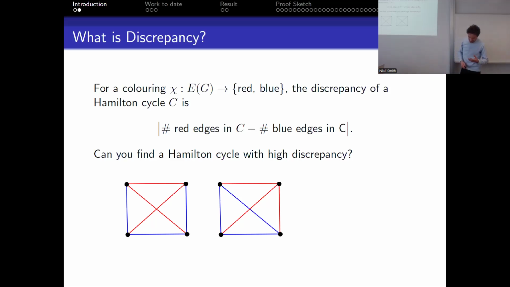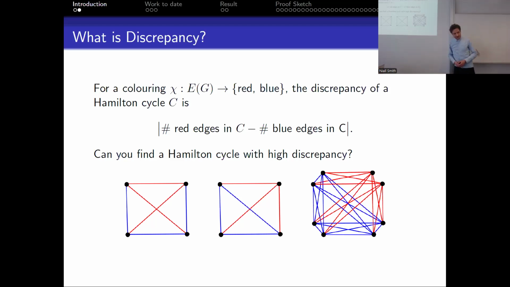So bearing that example in mind, can you find a Hamilton cycle with high discrepancy? No, because the Hamilton cycle has to visit all the vertices, including these 2. Got to go in and out, so 2 here, 2 here, it's 4, and then all the other edges are blue. So this is essentially the limiting construction. Later we're going to see that 3/4 is a threshold where you can't improve anymore. It's the extreme value.